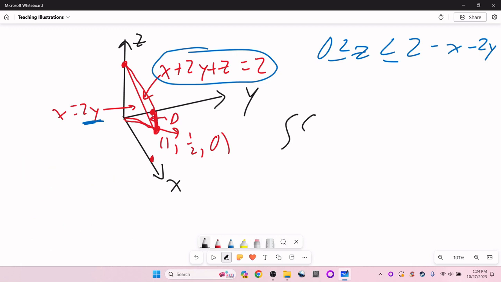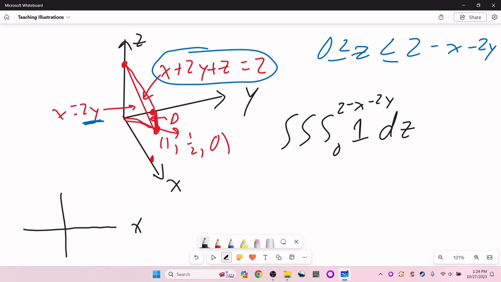So we'll have the triple integral of 1 dz, so z will go from 0 to 2 minus x minus 2y. And then let's figure out what we get when we project onto the xy plane. So this line here goes from 0 to (1, 1/2). And then x goes up to 1. So x goes from 0 to 1. So this is x equals 2y. All right, so that should be fine.